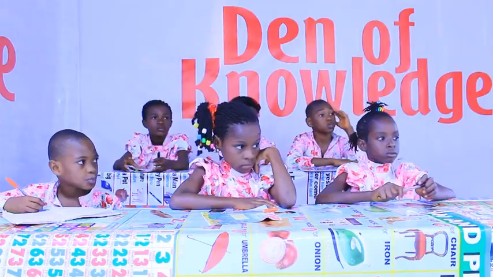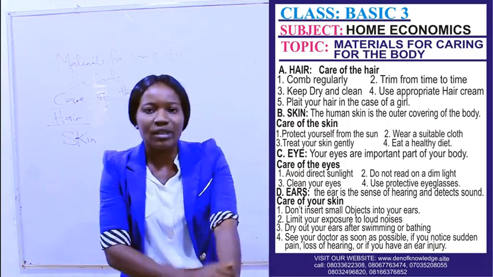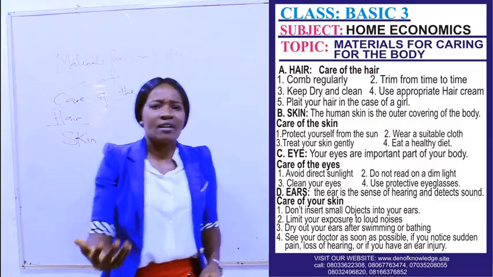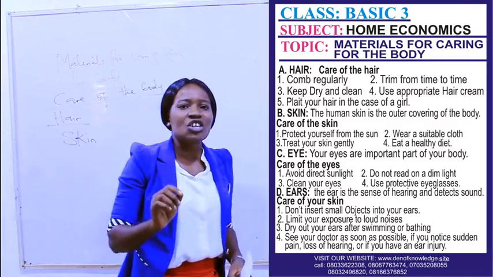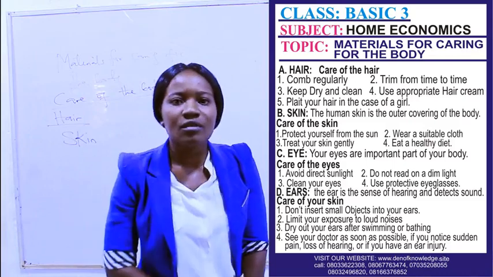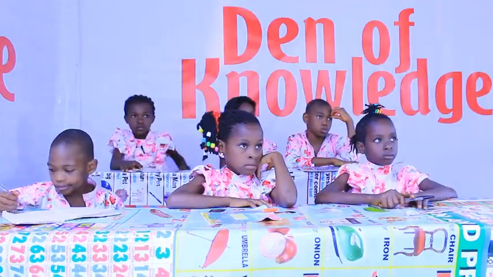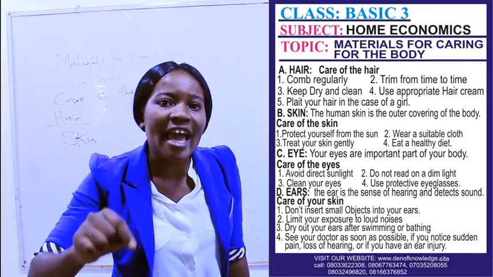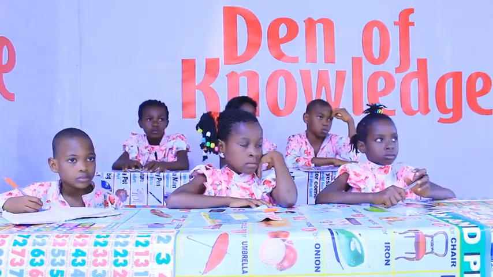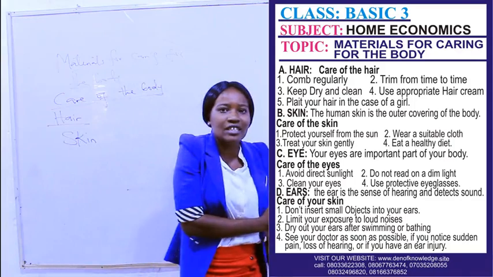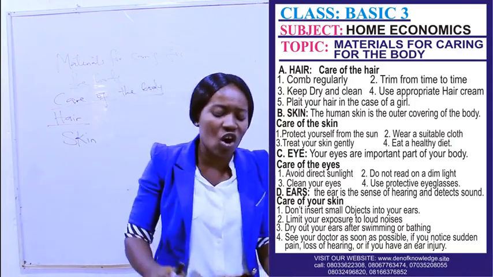Then the next part of the body we look at is skin. How do you care for your skin? Skin is the outer covering of the body. The first one, protect your skin from the sun. Meaning you shouldn't stay in the sun. When the sun is too harsh, you leave that particular place.